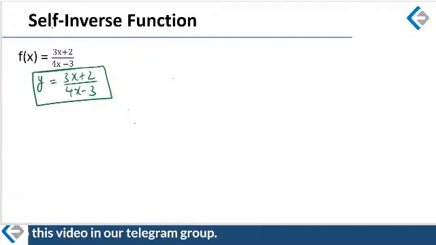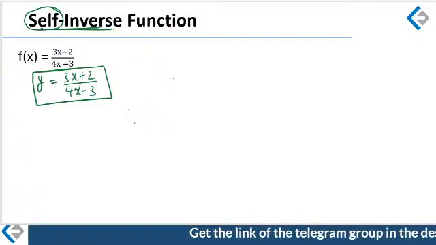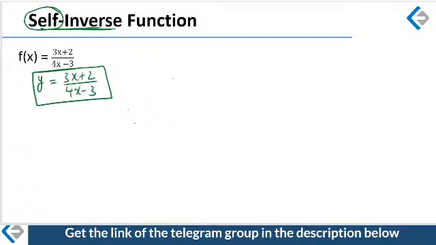Now this is called a self-inverse function. Of course, the inverse is itself. The inverse of the given function becomes itself.